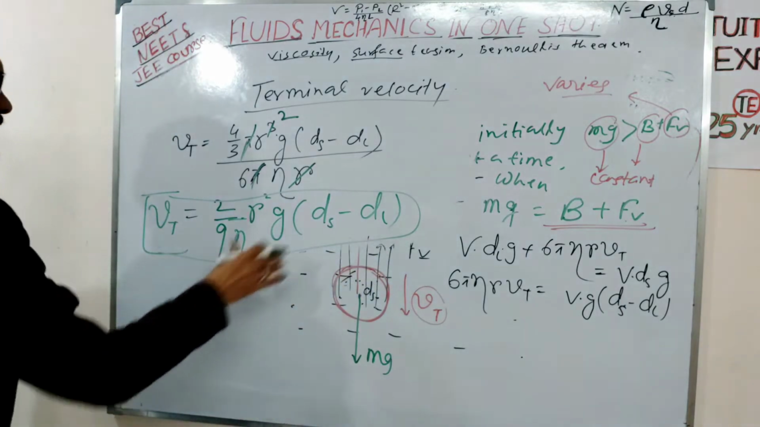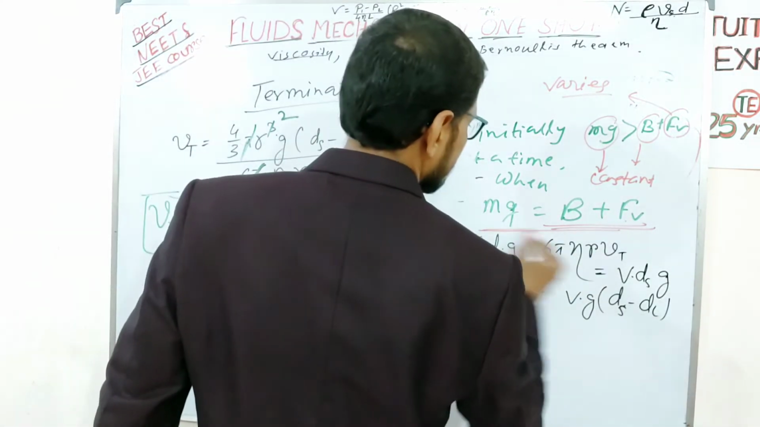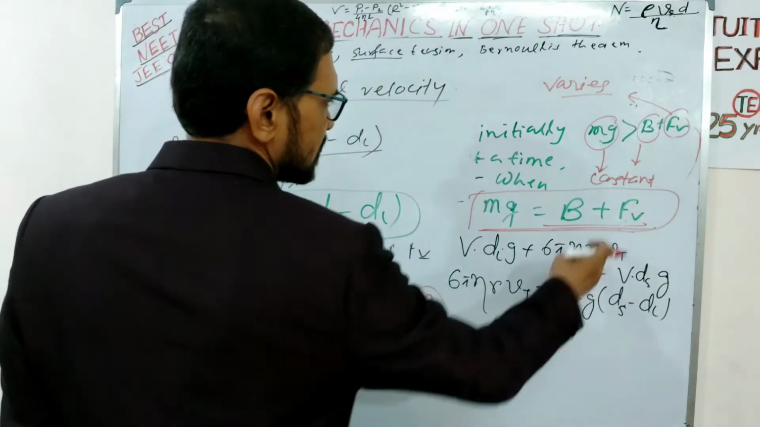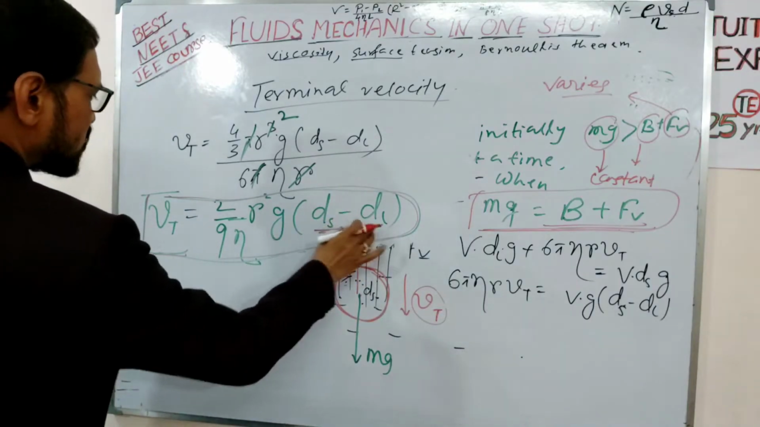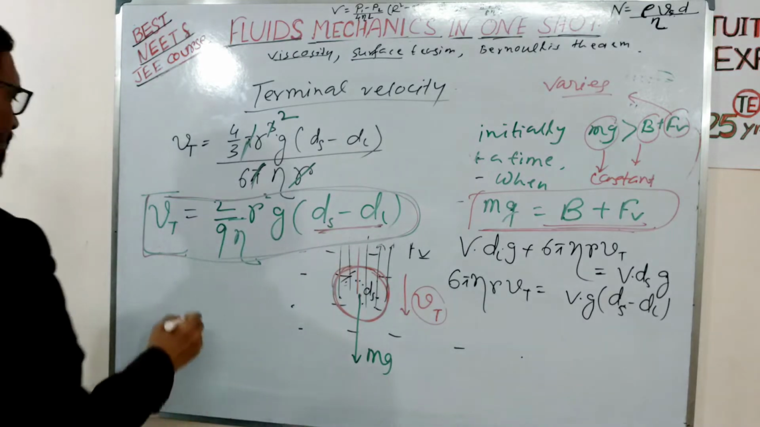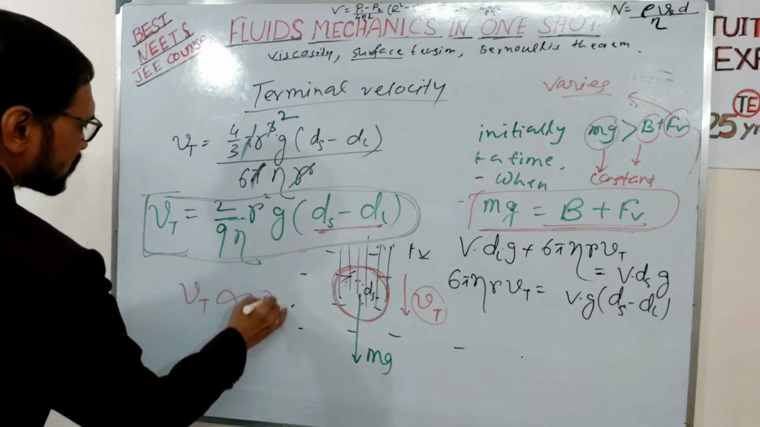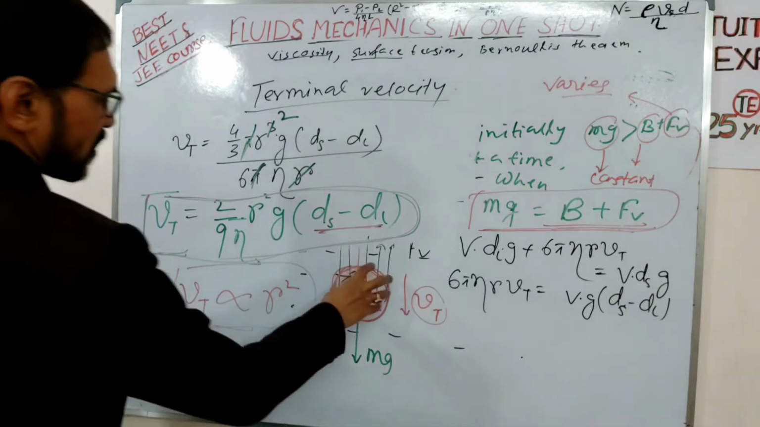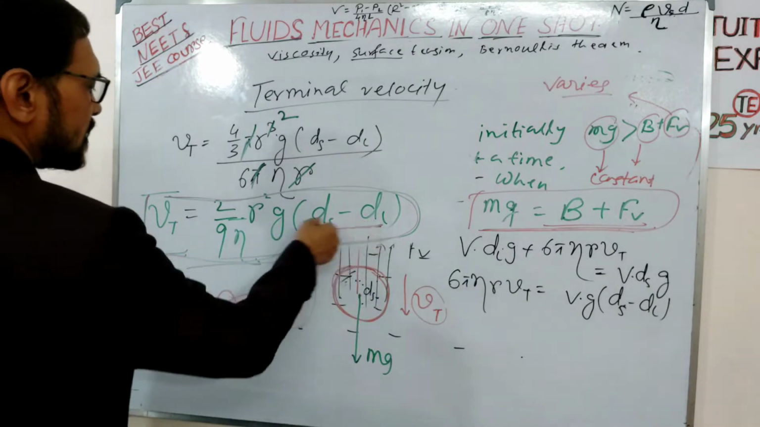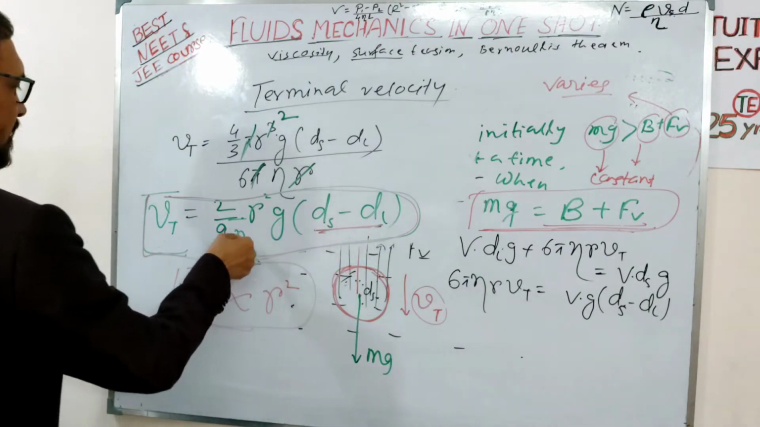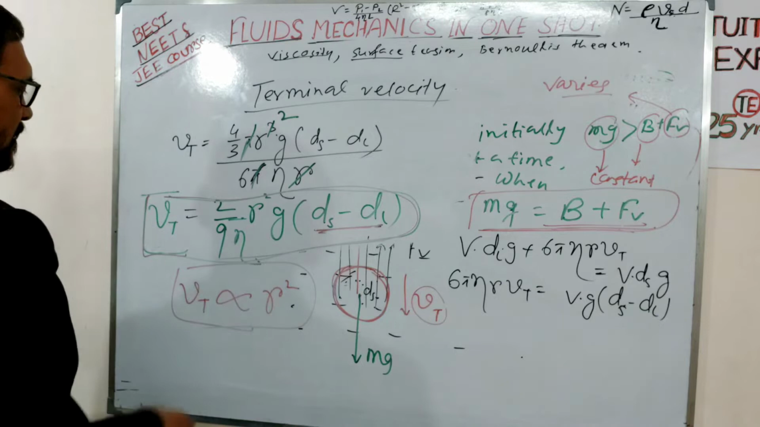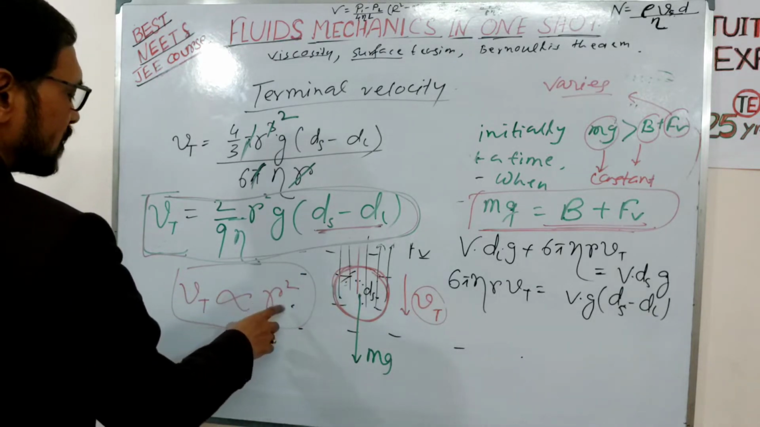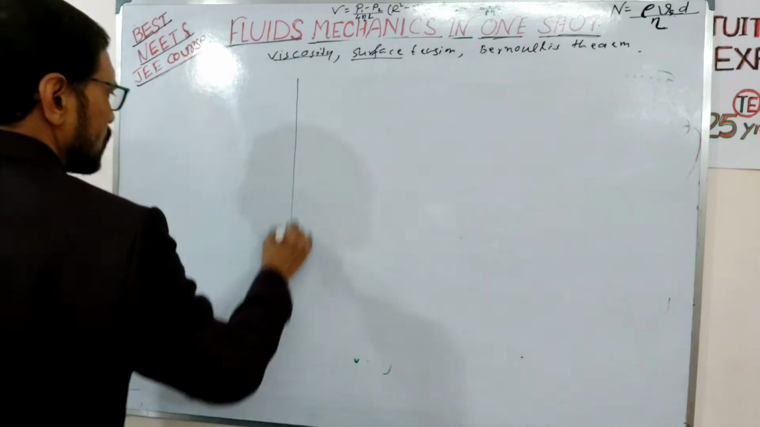You have to memorize this formula. Now if these terms are constant, then we can say that vt is proportional to r square. That is, if all the other terms and the medium remain the same, then the terminal velocity is proportional to the square of the radius.